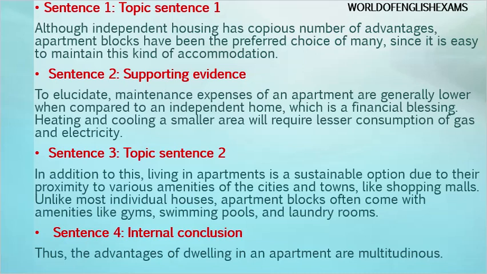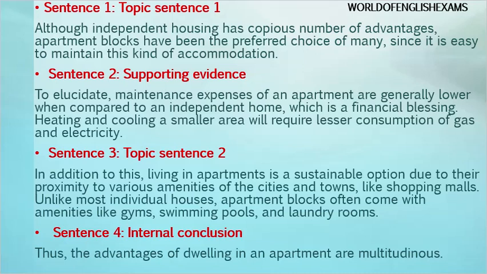So that's why the proximity is more to the major amenities like shopping malls. Unlike most individual houses, apartment blocks often come with amenities like gyms, swimming pools and laundry rooms. Of course, in addition to all this, there are more advantages like amenities such as gyms, swimming pools and laundry rooms. So, all these factors are an added asset to living in apartments.